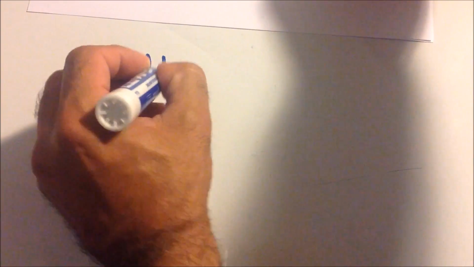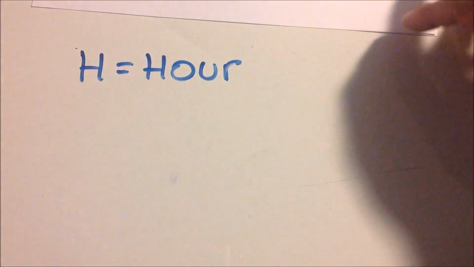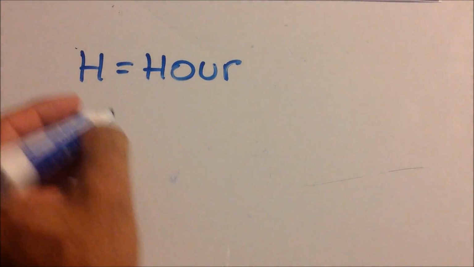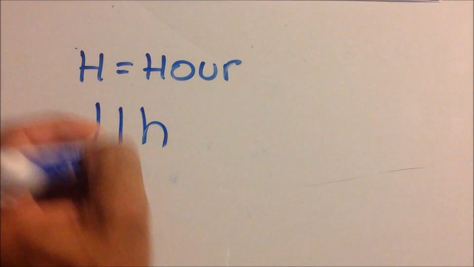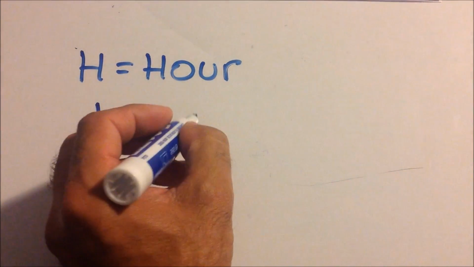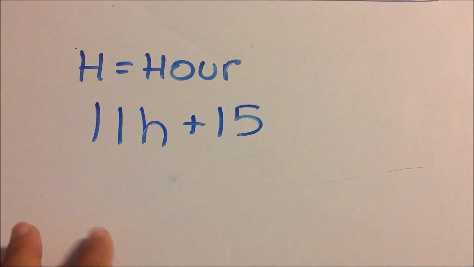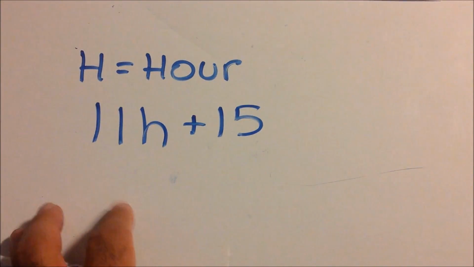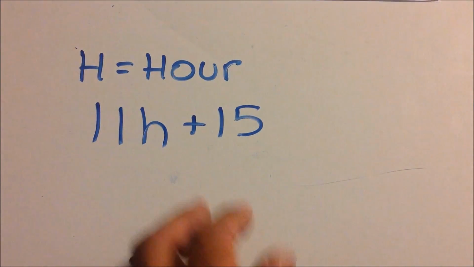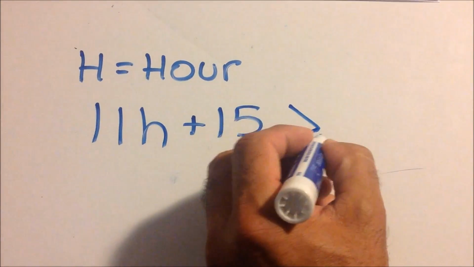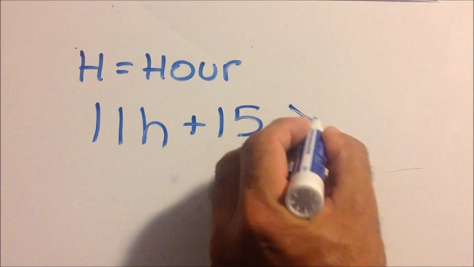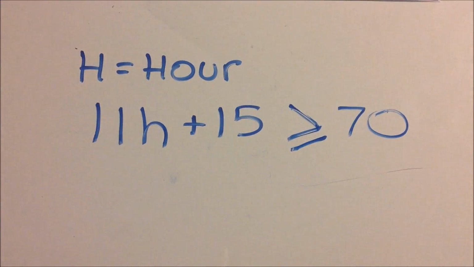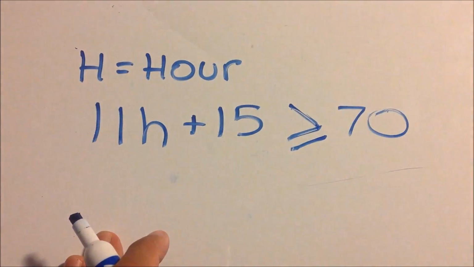Okay, so I'm going to use H for hour. You can use X, so you can use any letter you want for the variable. And we know that he's making $11 an hour, 11 times H. And he already has $15, so that's part of the inequality. And we want at least, that's what he wants. He wants at least, that means he can have more, so it could be more or equal to 70. So that's how we set up the inequality.